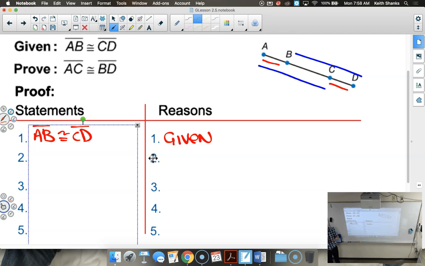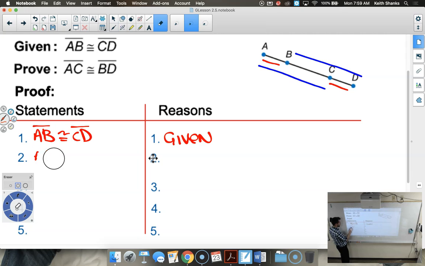Number one, I'm going to say, because we just learned about it, we just talked about it, that AC is equal to, or actually, you know what? Let's do this first. I'm going to switch to equality first, because the segment addition postulate has an equal sign in it. So the first thing I'm going to do is say AB is equal to CD.